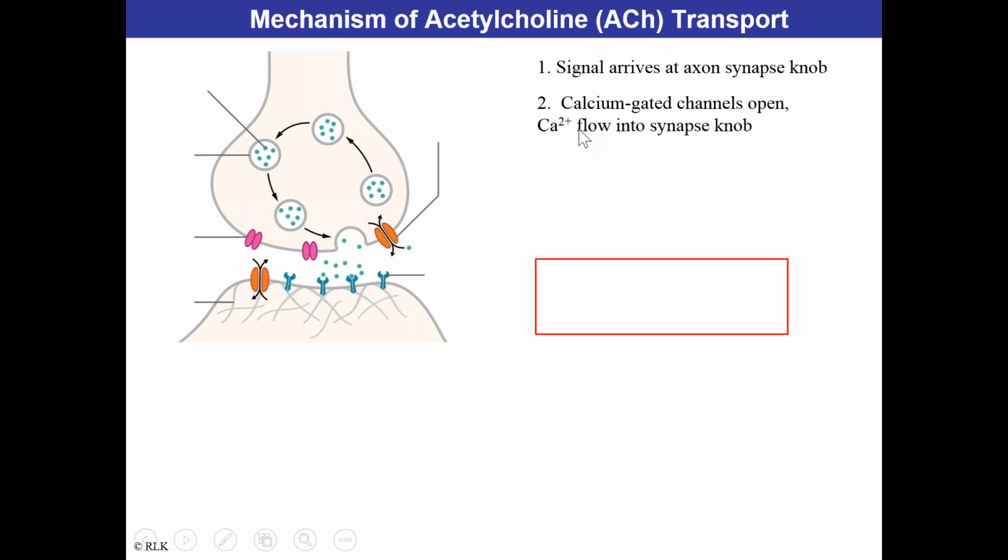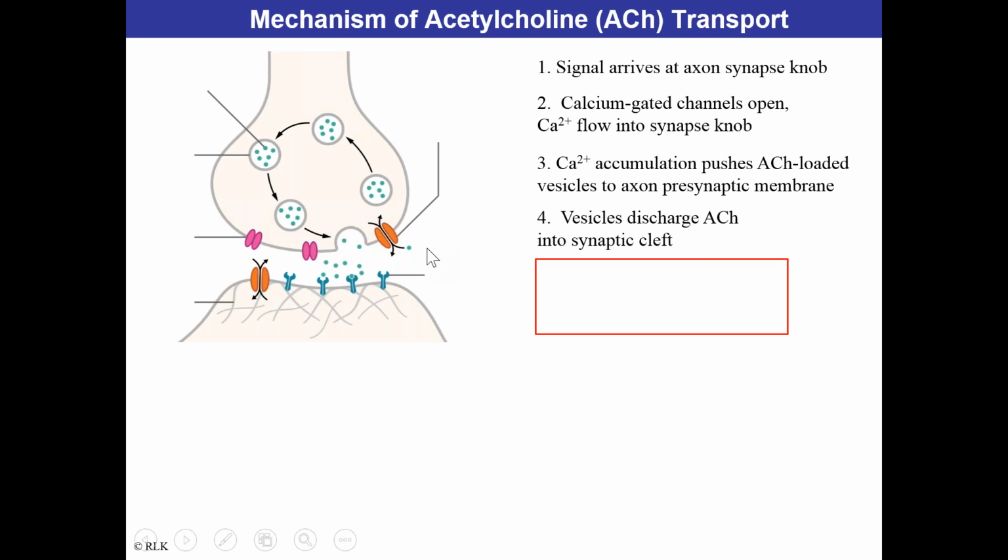The calcium gated channels open and calcium flows into the synapse knob. Once that happens and enough accumulation of calcium occurs, then it's going to push the acetylcholine loaded vesicles, again denoted by those spheres, to the axon presynaptic membrane, which is going to be near the surface here, where you see that you have, for instance, that facilitator membrane protein. You have that cut out at the bottom of that bulb, and then you also have that paired up calcium gated channels. The vesicles will then discharge the acetylcholine into the synaptic cleft. In other words, that gap, that 20 nanometer gap that resides between the top and bottom structure.